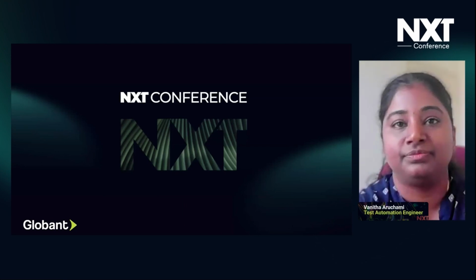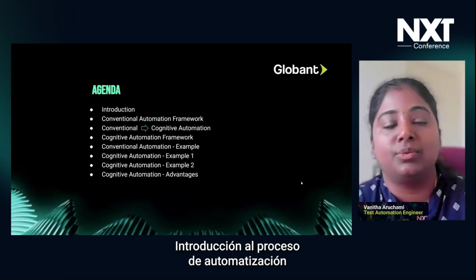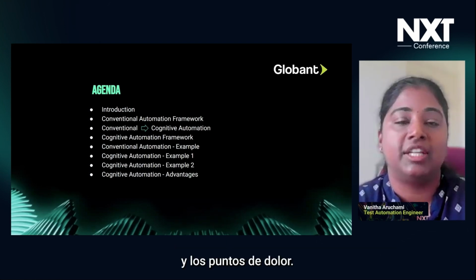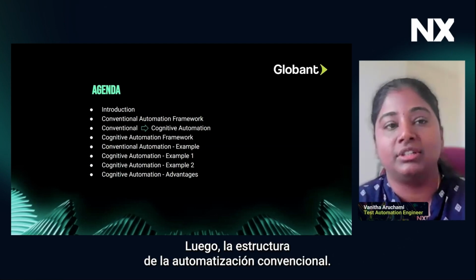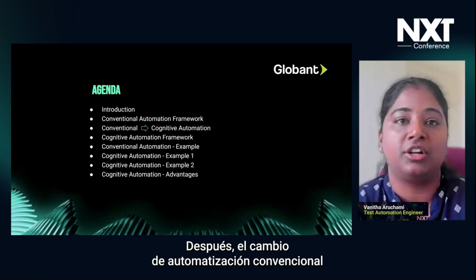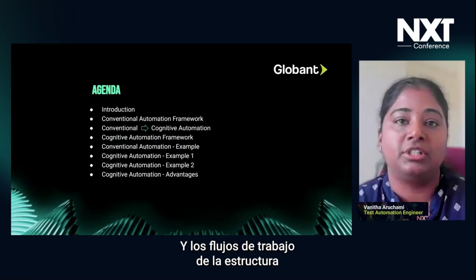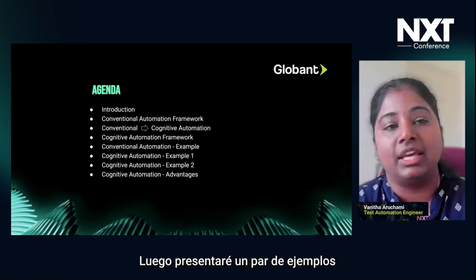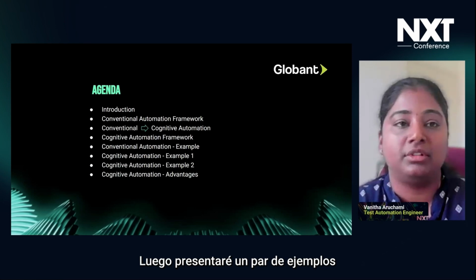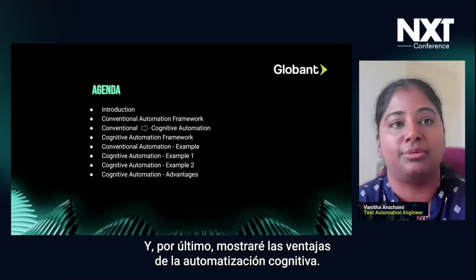So let's begin with the agenda for today. Introduction about the automation process and the pain points, and then the conventional automation framework structure, and switching from conventional automation to the cognitive automation, and the cognitive automation framework workflows, and an example of conventional automation. Then I will be presenting a couple of examples for cognitive automation. And finally, I will be presenting the advantages of cognitive automation.